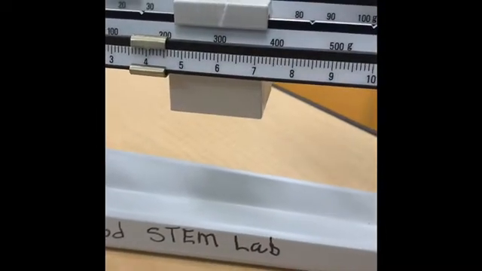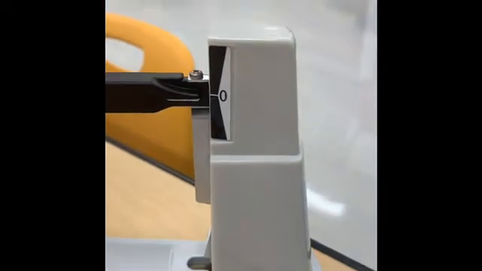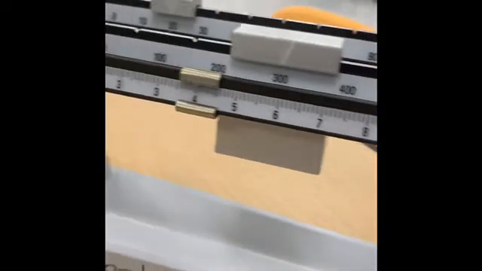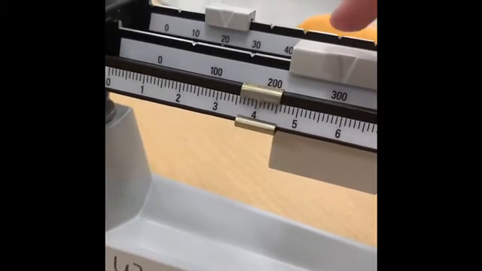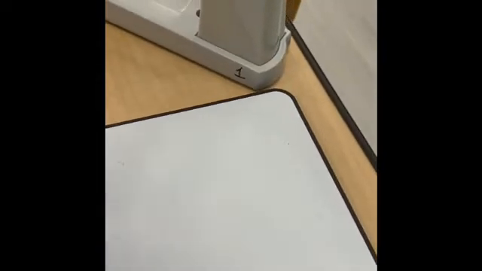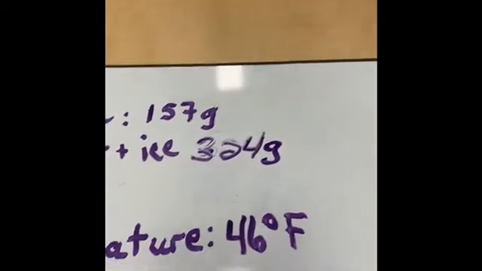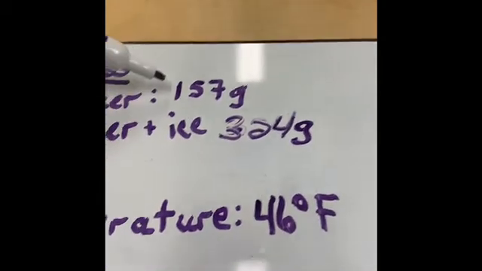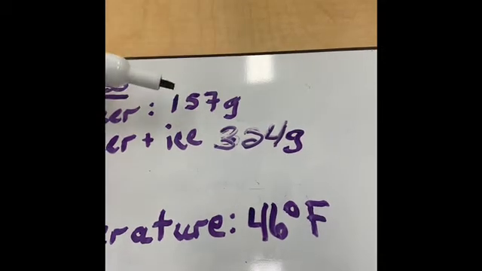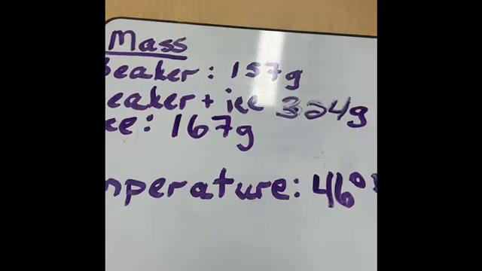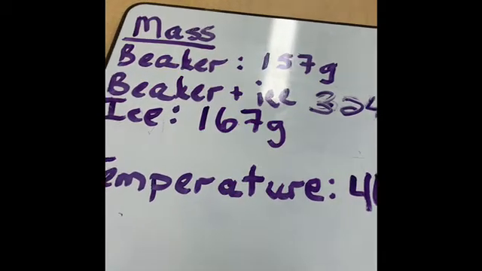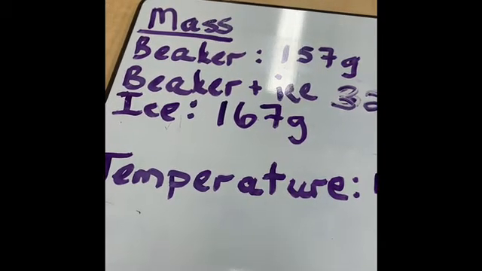All right, let's see. All right, you can tell that it's right about at the 0, so we're gonna say that the mass of the beaker with the ice in it is 324 grams. So I will write that down. Look, I got my marker wet, it doesn't want to write. 324 grams. Okay, so now to find the mass of just the ice, I'm going to need to subtract the grams of the beaker from the total number of grams. 324 grams minus 157 grams is 167 grams, so that's the mass of the ice.